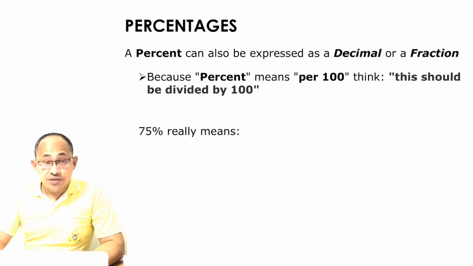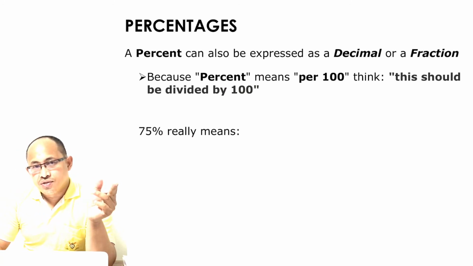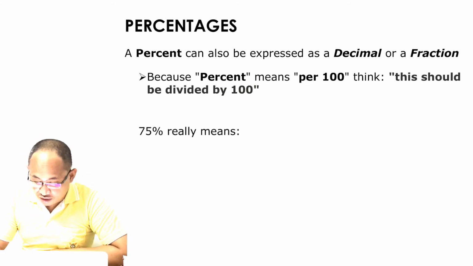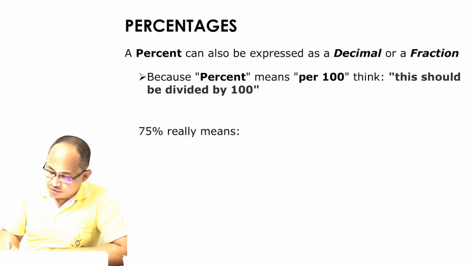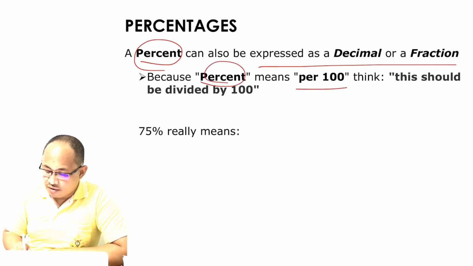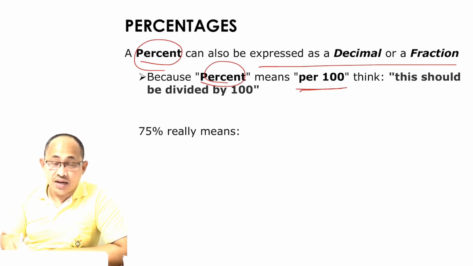Next, percentages. Percentages are taken from fractions, the result of which is in decimal, and it is divisible by 100. Okay? Divisible by 100. Because percent means decimal or fraction, and percent means per 100. Remember that one. Percent means per 100. This should be divided by 100.